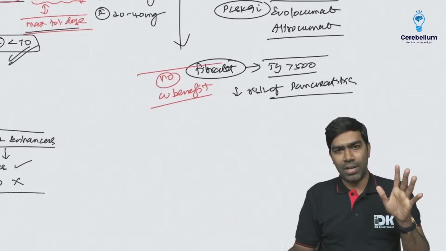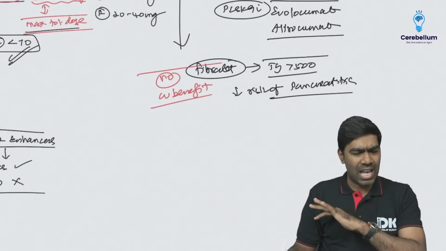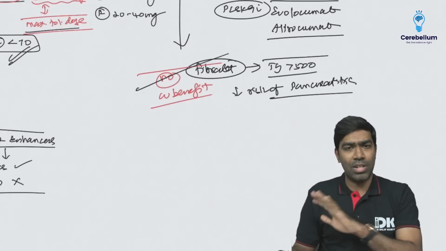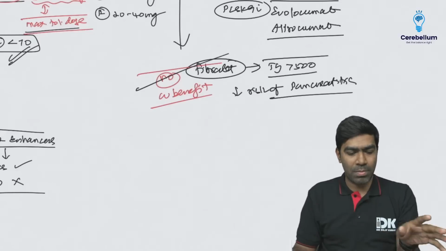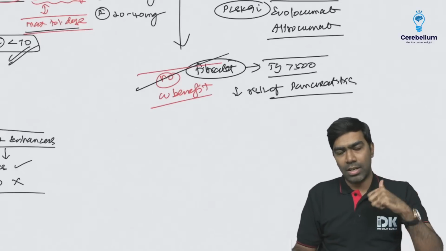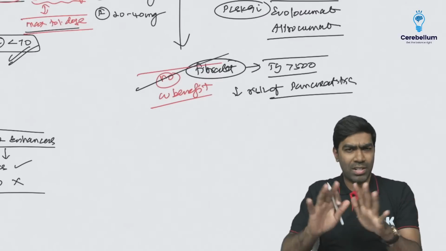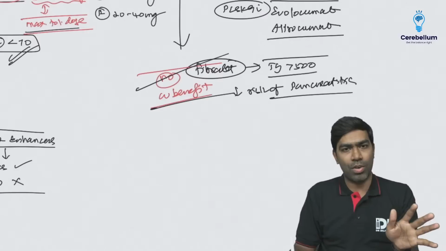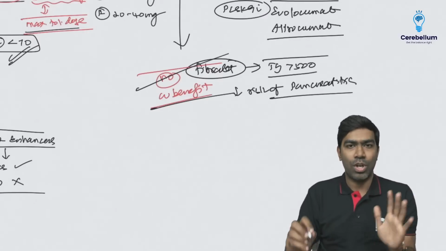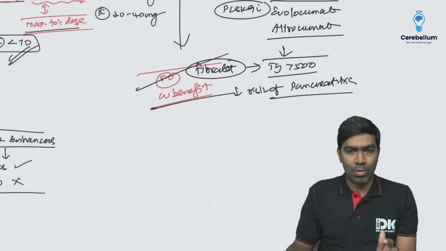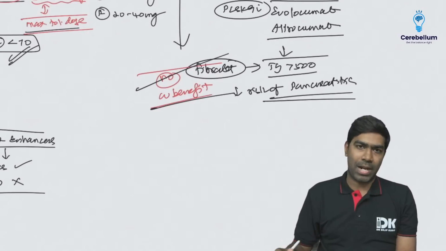So if you want to reduce cardiovascular risk, statins are the first choice. Absolutely no doubt about that. Fibrates have zero cardiovascular benefit. It's been proven in multiple trials. You got a recent trial as well, a very excellent trial published in NEJM in 2021, but that's not important for you. All that's important for you is fibrates have no cardiovascular benefit. So you're going to give fibrates only if the triglycerides are more than 500. That is to reduce the risk of pancreatitis.